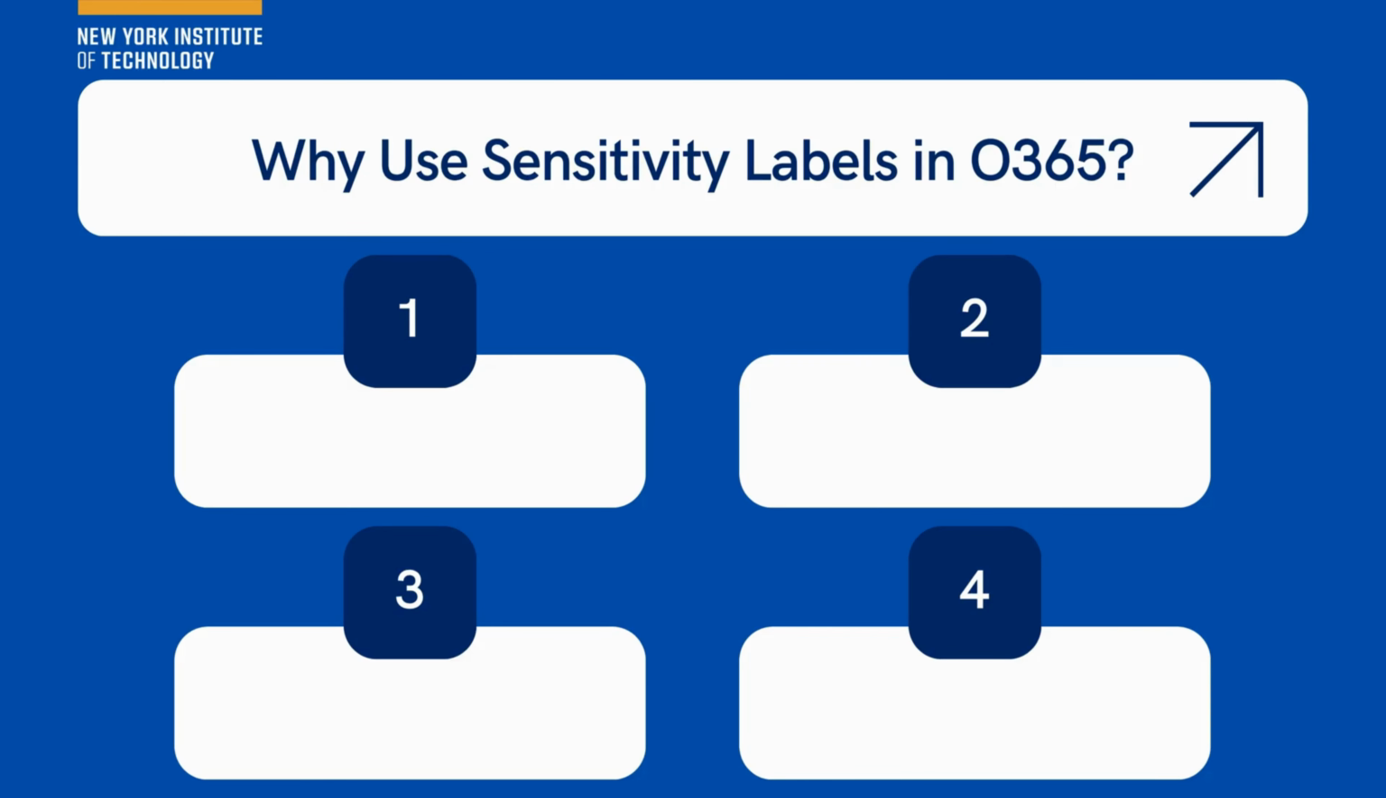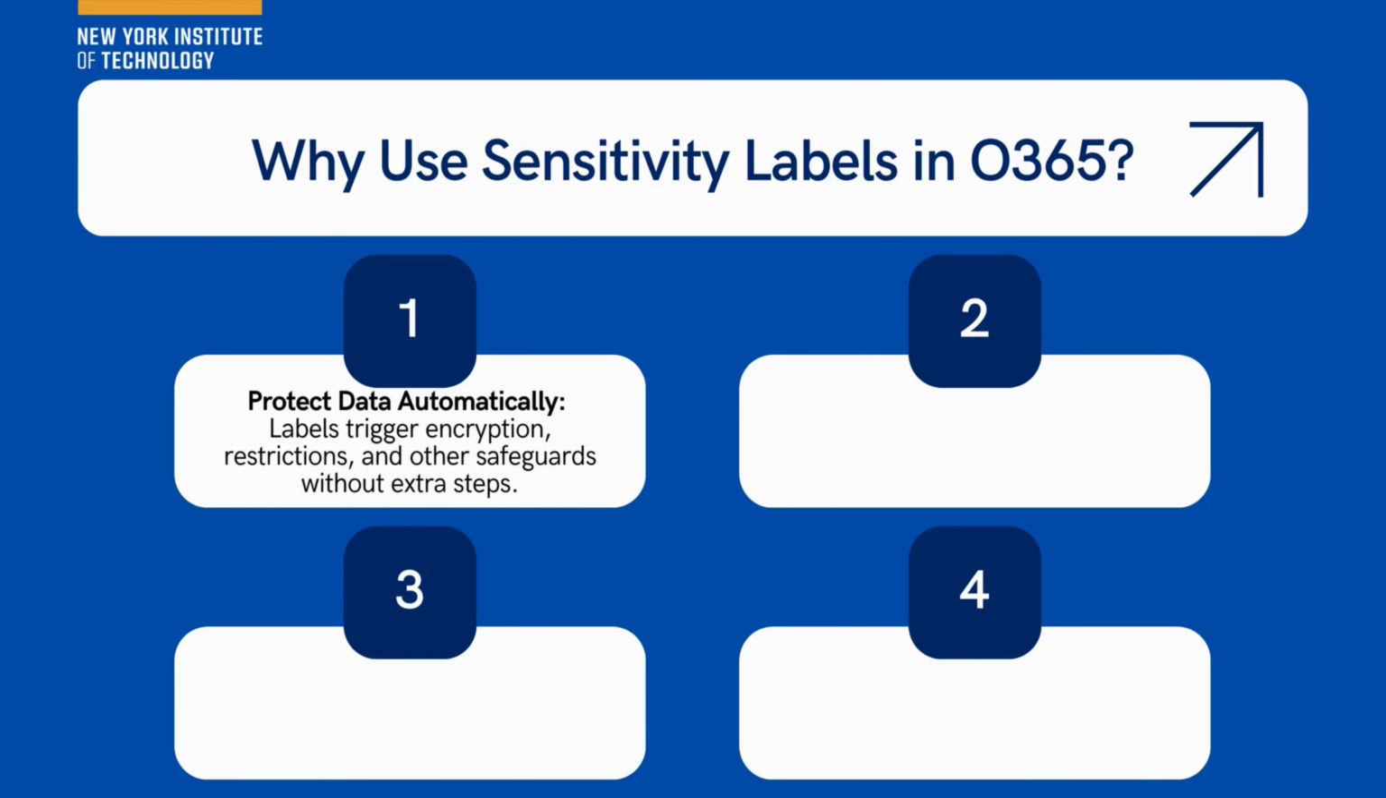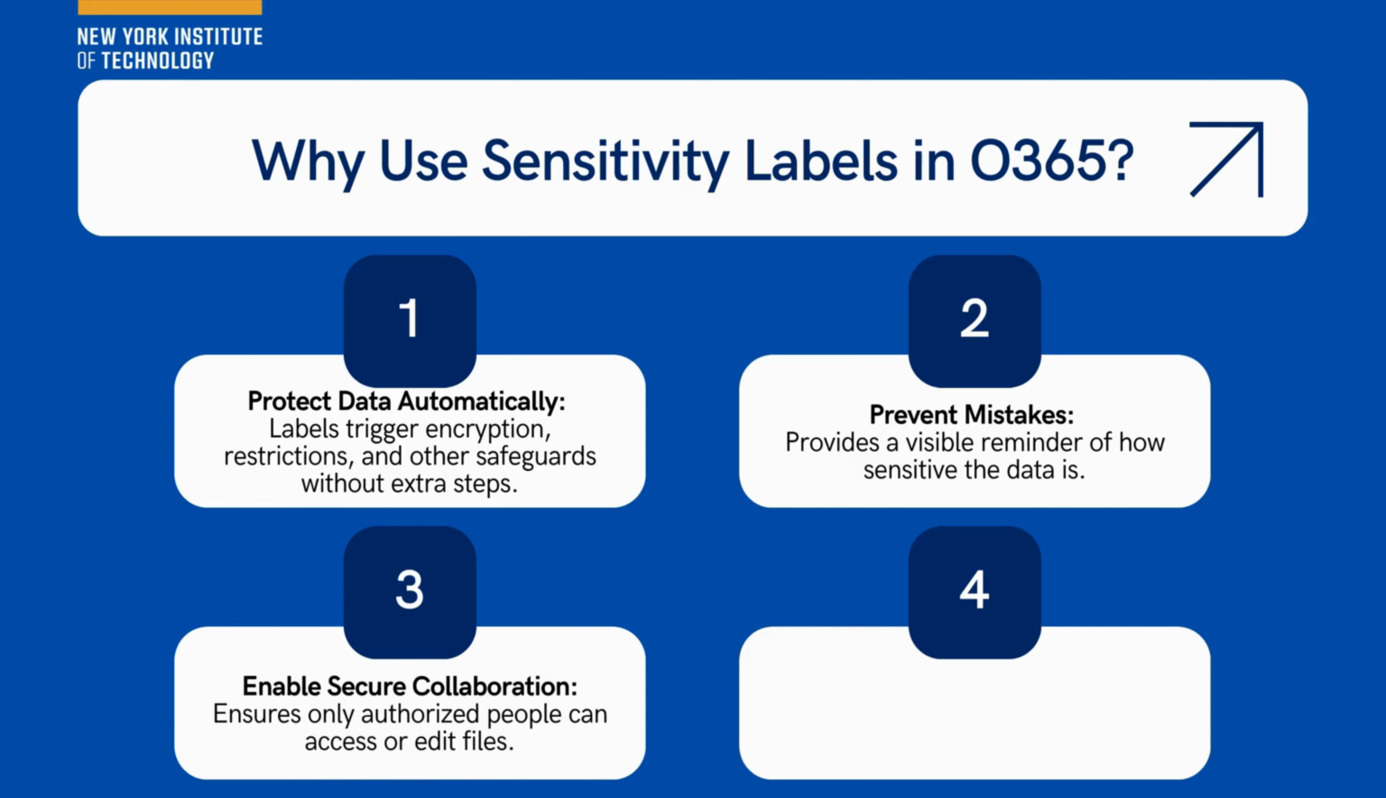Sensitivity labels in O365 aren't just about compliance. They make your work easier and safer. By applying a sensitivity label, you protect data automatically. Labels can trigger built-in protections like encryption, watermarking, or access restrictions without requiring extra steps. Prevent mistakes: a quick glance at a label reminds you and others how sensitive the file is, reducing the risk of accidental oversharing. Enable secure collaboration.